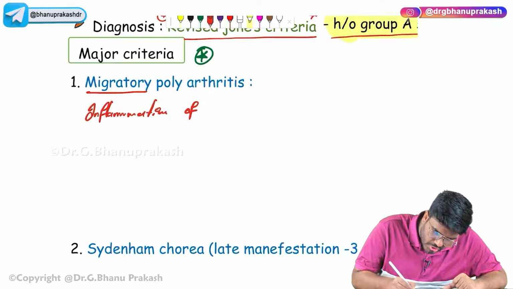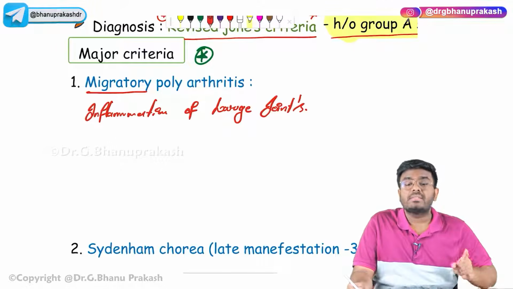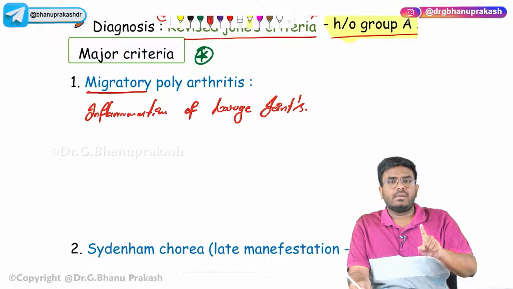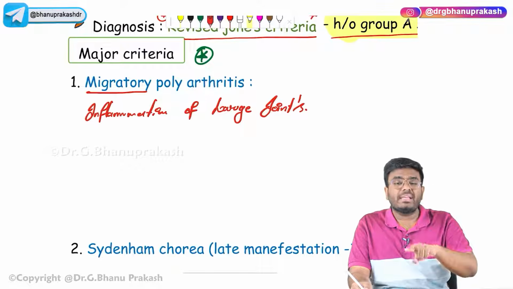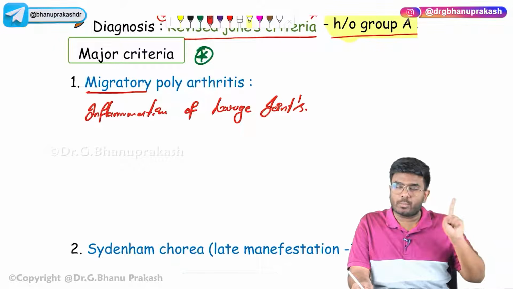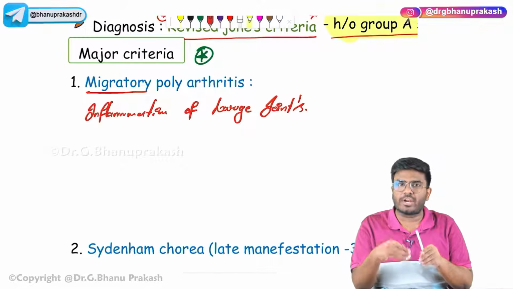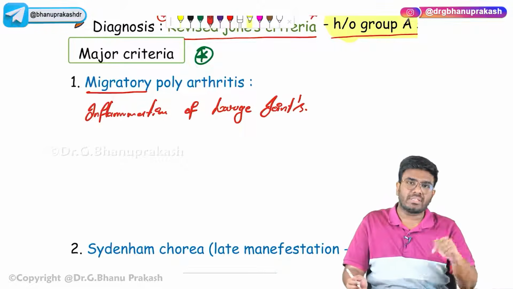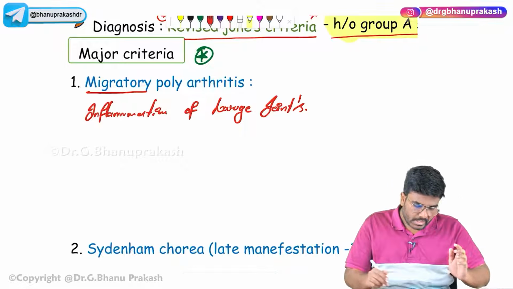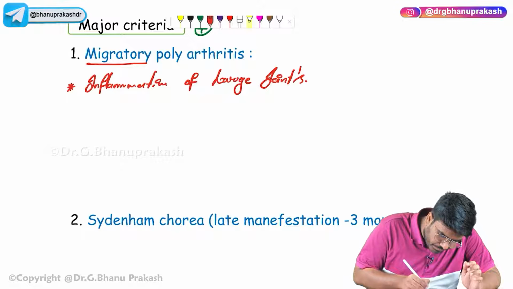Is it inflammation of small joints or large joints? Large joints. Okay. See, rheumatic heart disease or rheumatic fever is different. Rheumatoid arthritis is a totally different thing. Rheumatoid arthritis is going to affect the smaller joints. This is rheumatic fever. It's an autoimmune disorder. See, inflammation of the large joints, and that too migrating.